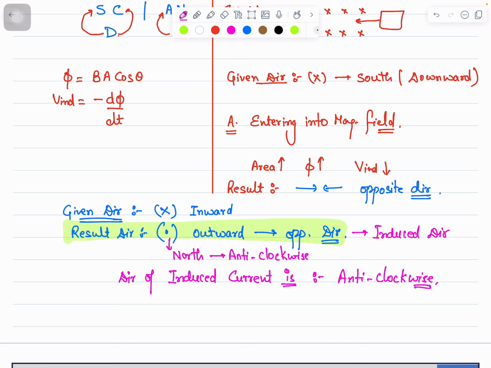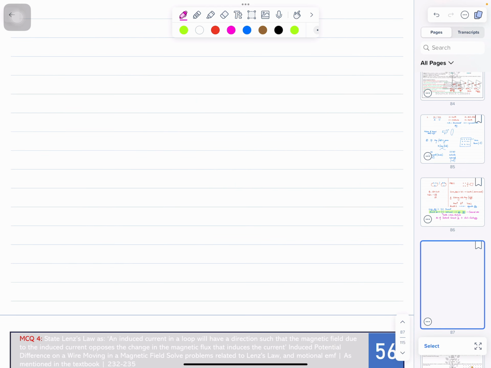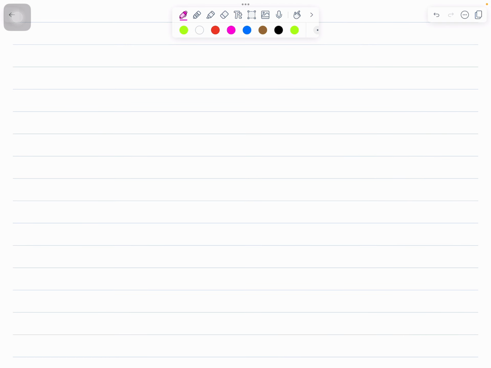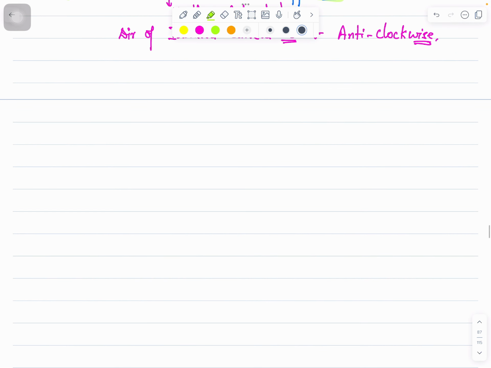Guys, clear? Understand? Okay, I will add one more page and I will take one more example so that it should be clear to you. Okay, now take the same case. Case 1. Okay, this is cross.